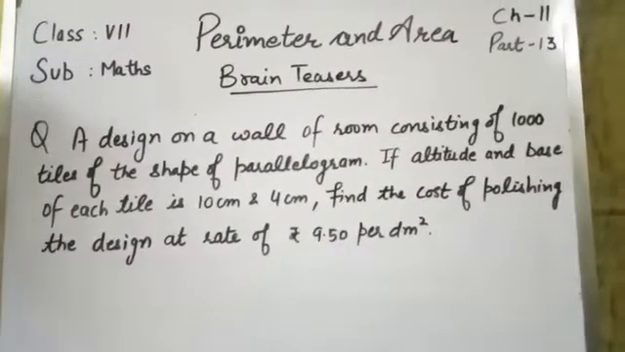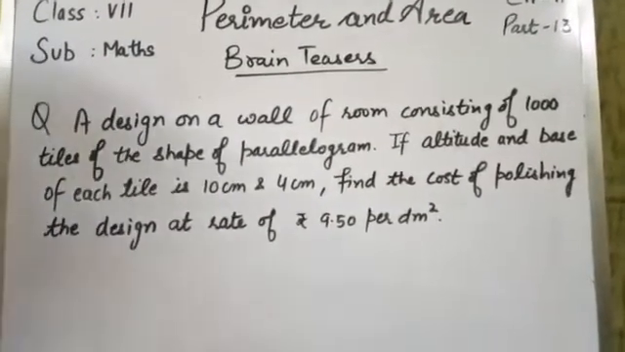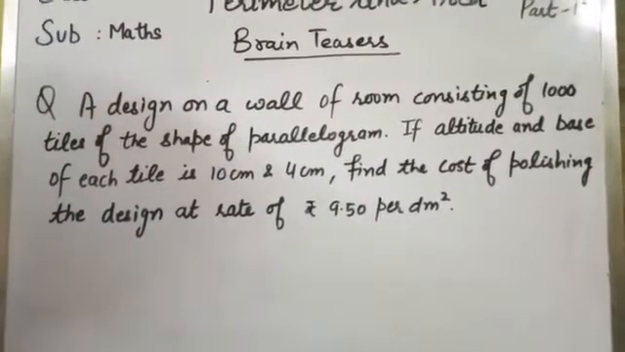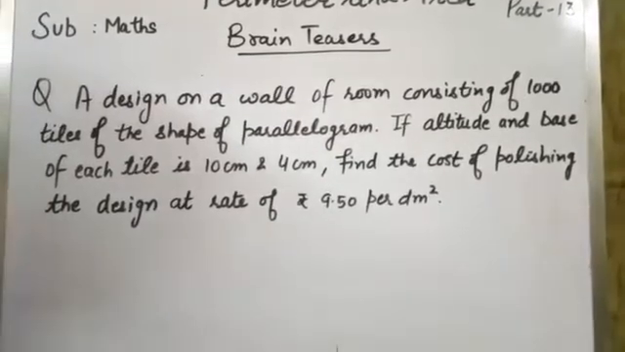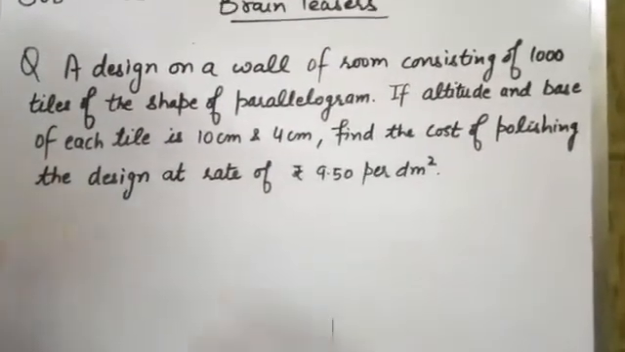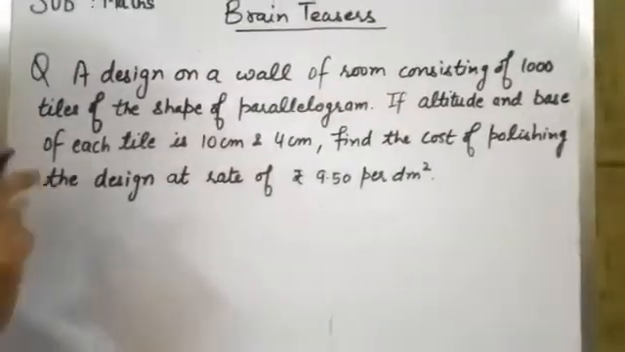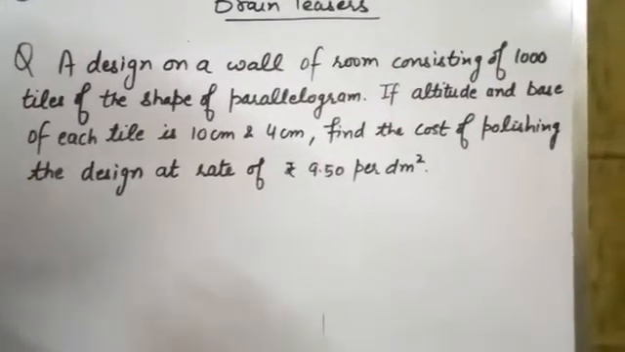Next question. A design on a wall of a room consists of 1000 tiles of the shape of a parallelogram. If the altitude and the base of each tile are given, that is 10 cm and 4 cm, you have to find the cost of polishing the design. If we want to find the cost, it means we have to find the area to be polished.